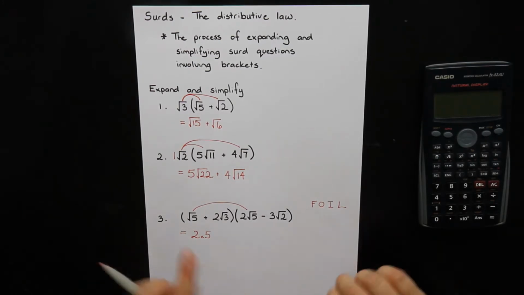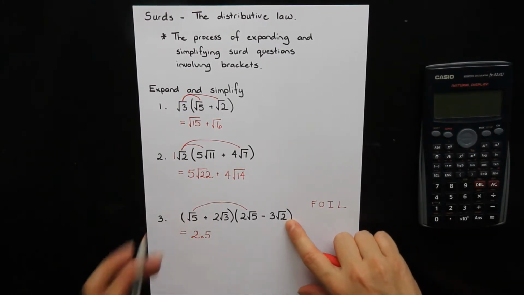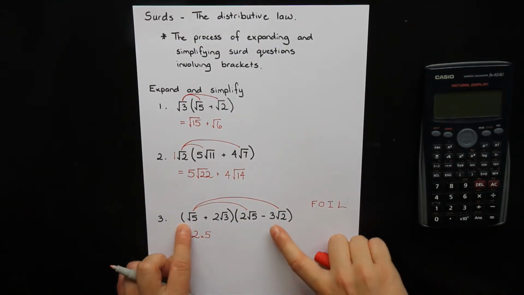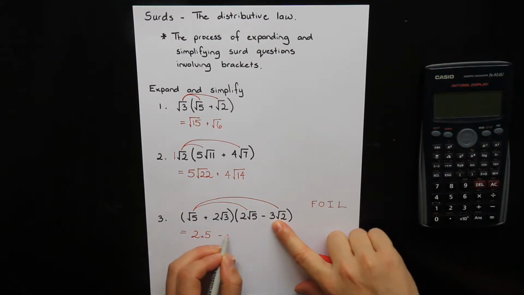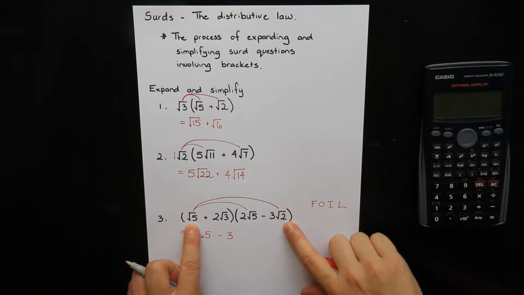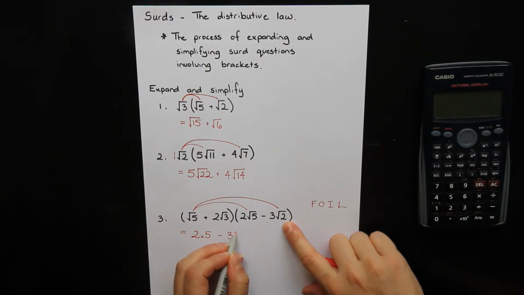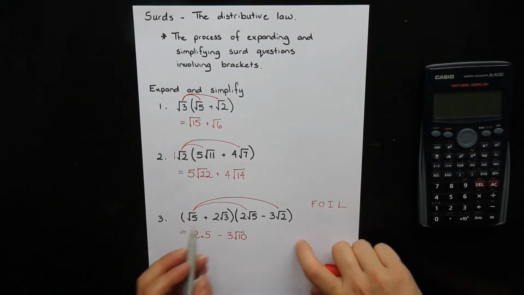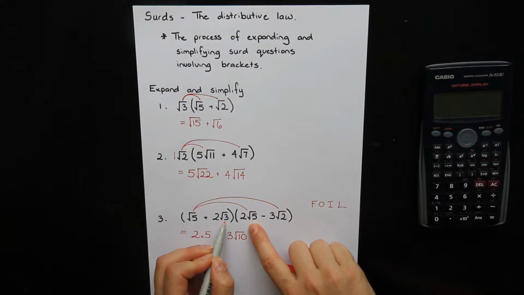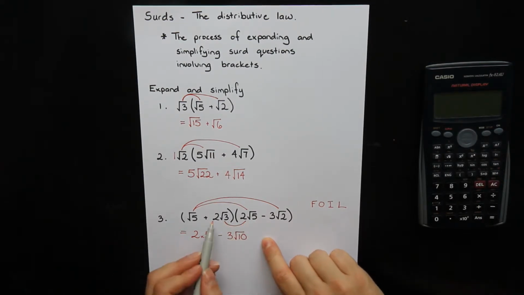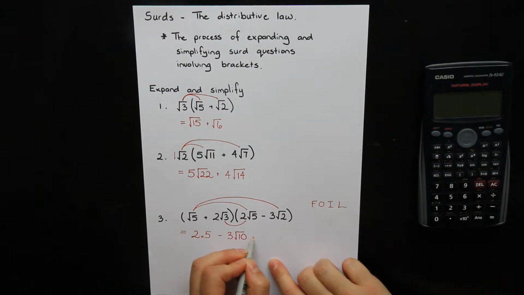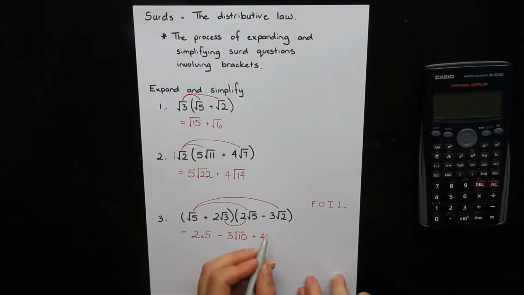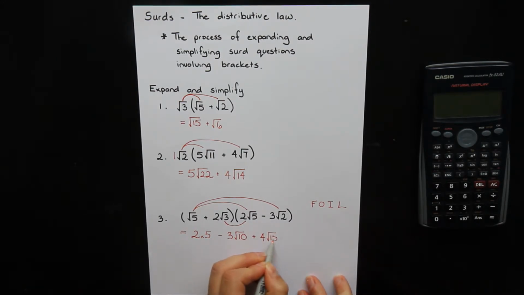Then we want to do the outside. That means the two outside things on each bracket. So that one times that one. Okay, so 1 times minus 3 is minus 3. Root 5 times root 2, 5 times 2 is 10. Then we come to I for inside, the two inside things in the bracket. So 2 times 2 is 4, a plus 4. 3 times 5 is 15, root 15.